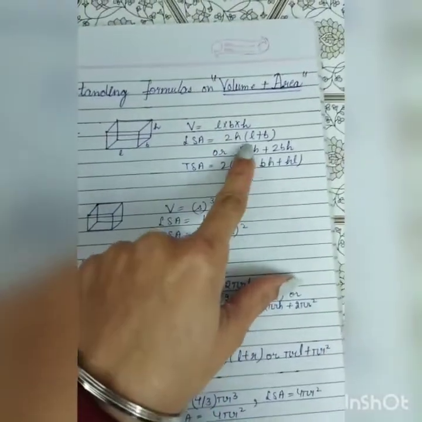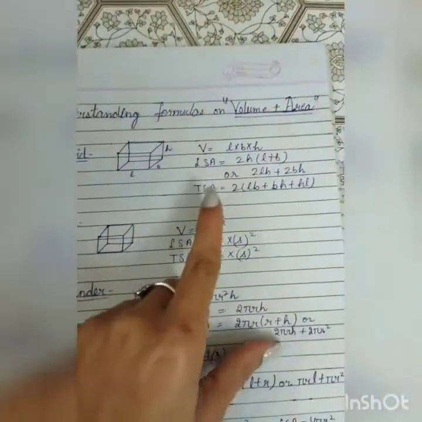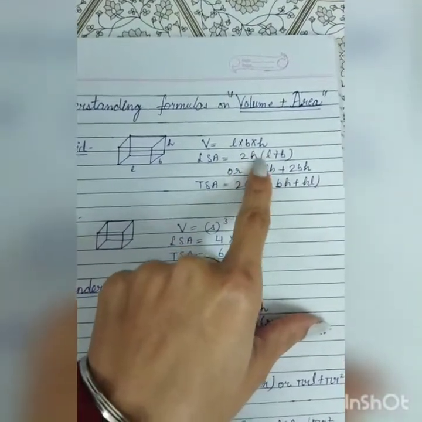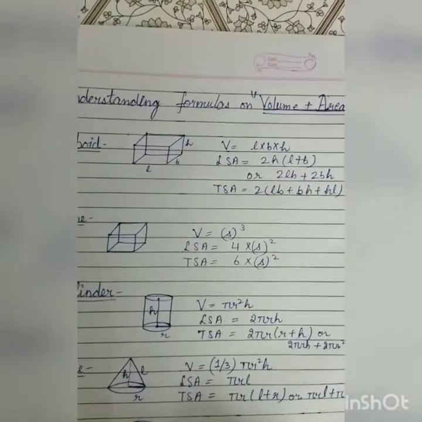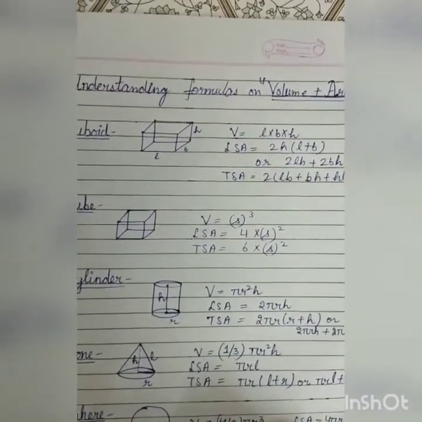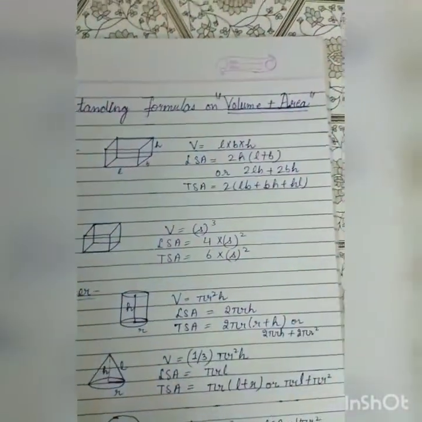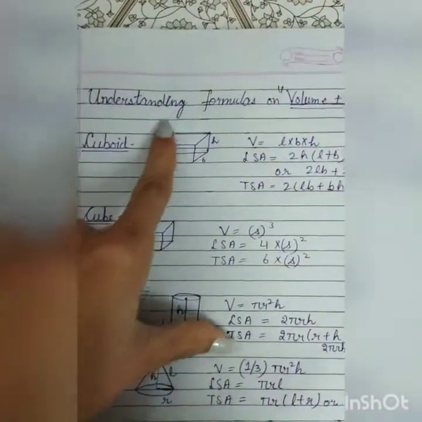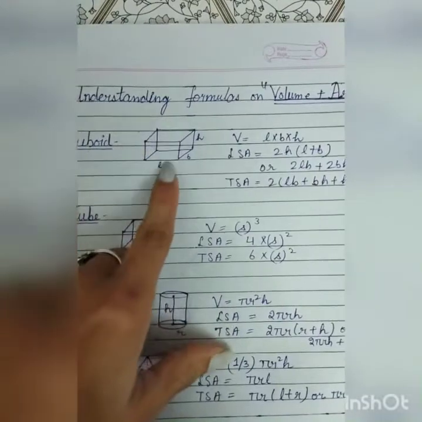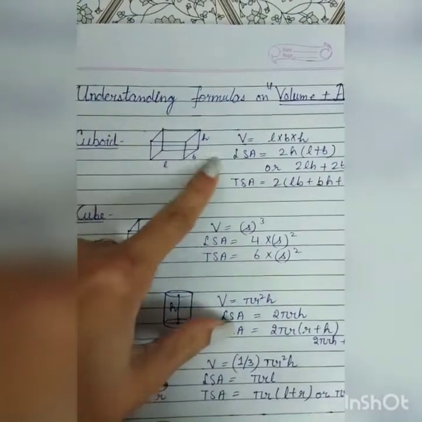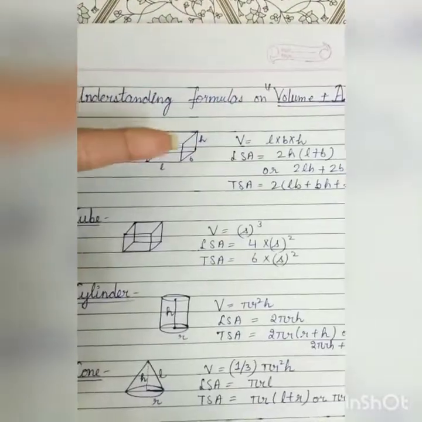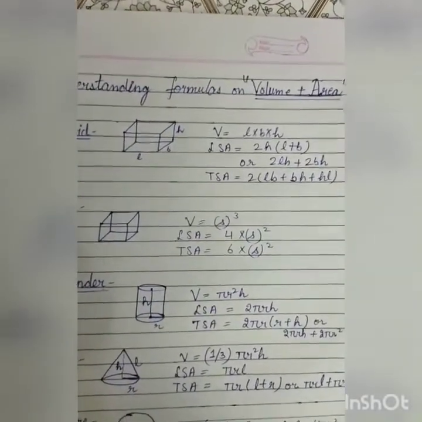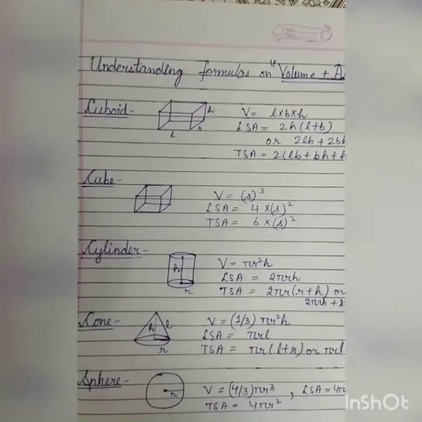So its lateral surface area will be 2LH plus 2BH. And combining this formula, you get 2H into (L plus B). And next is total surface area, and that is 2 into (LB plus BH plus HL). Total surface area is all faces, like top, bottom, this and this side, front and back side. So combining these faces, you get the total surface area of the cuboid.